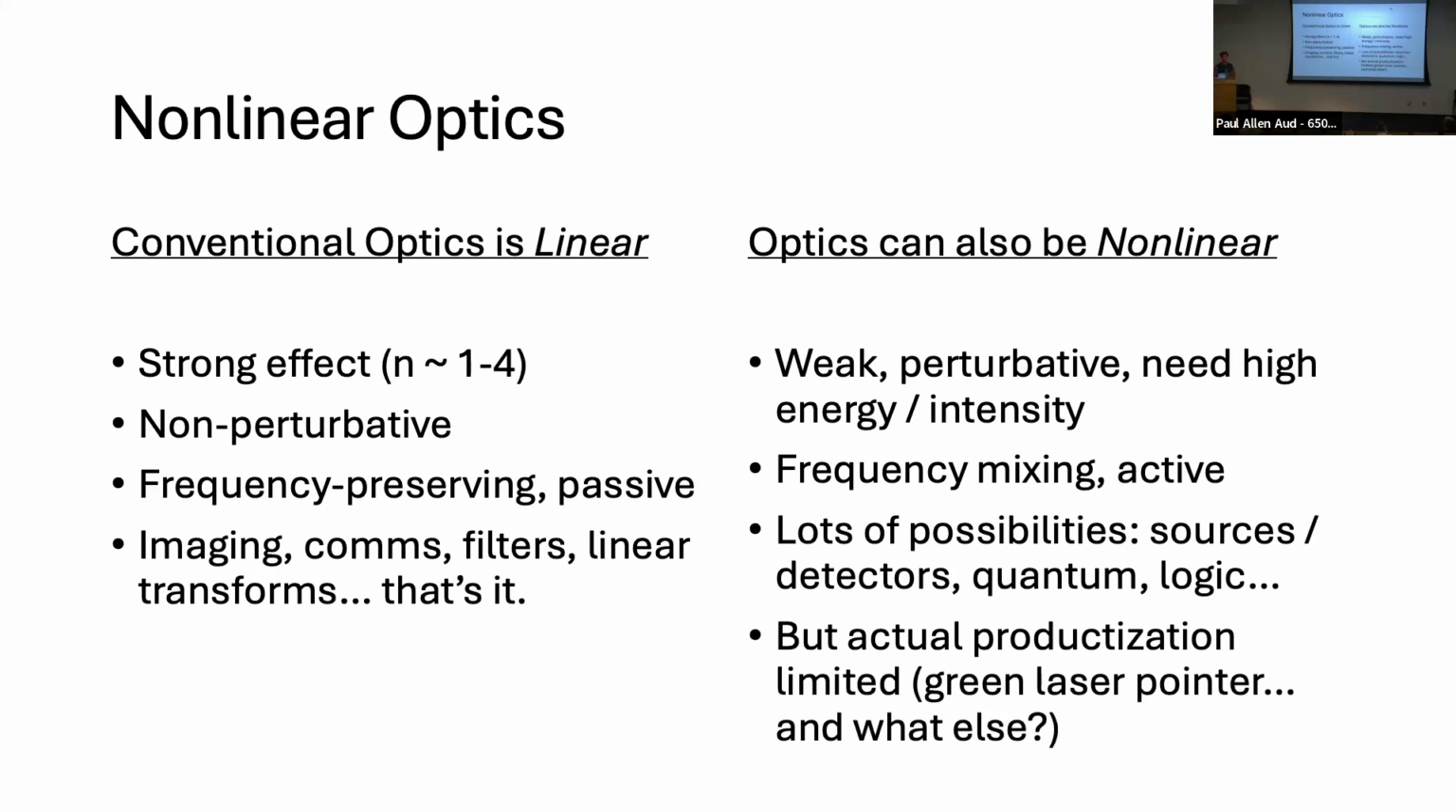But despite this, the actual productization of nonlinear optics is much more limited. So you have green laser pointers, and then you have a bunch of scientific equipment that most people have never heard of before. And one of the real reasons for that is that the effects are so weak that most people just never encounter them in regular life. And so I wanted to begin this talk by talking a little bit about the origin of nonlinear optics and why it's so weak and the techniques that people employ to mitigate that.